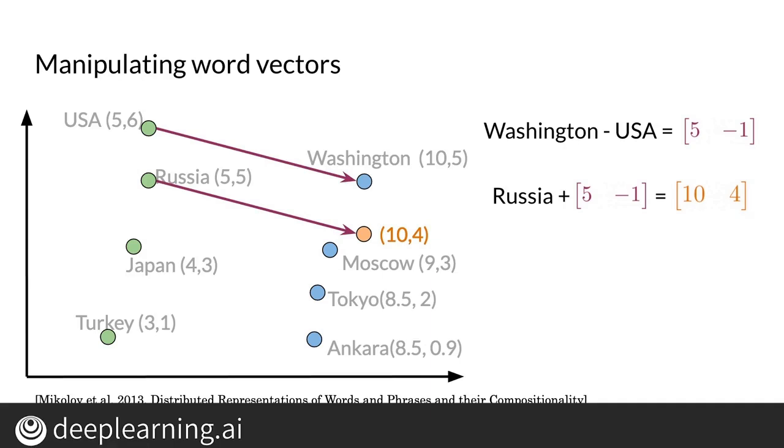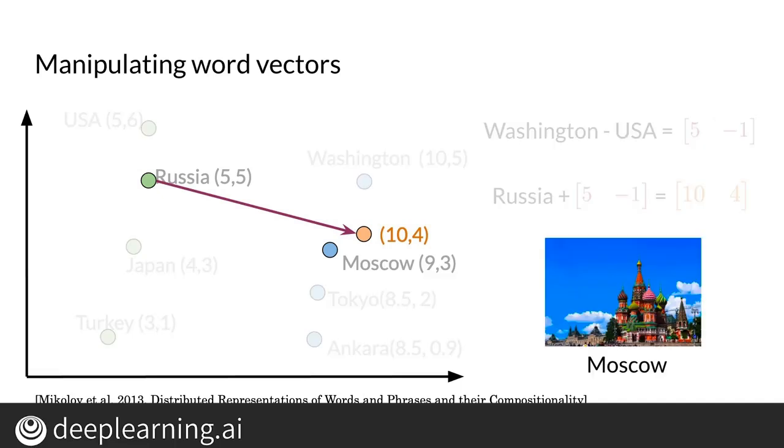However, there are no cities with that representation. So you'll have to take the one that is the most similar to it by comparing each vector with the Euclidean distances or cosine similarities. In this case, the vector representation that is closest to the point 10, 4 is the one for Moscow. Using this simple process, you could have predicted the capital of Russia if you knew the capital of the USA.